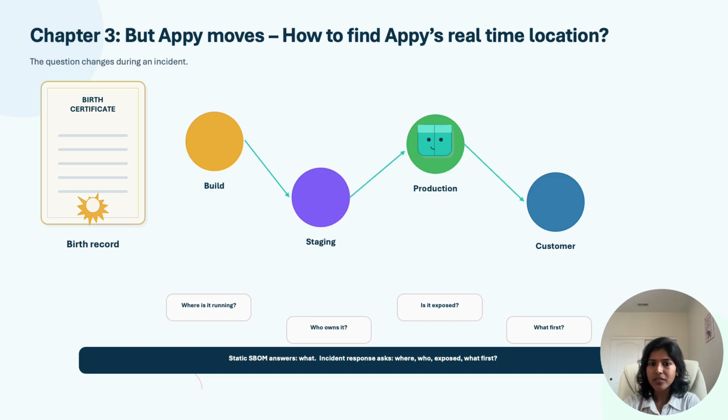When an exploitation starts, we need to ask ourselves this question. Did we ever build this component? If the answer is yes, follow-on questions would be, where is it running? Who owns it? Is it exposed? And what do we fix first? When everything is just a finding, everything looks urgent. But we are missing the context that would turn findings into actionable decisions.